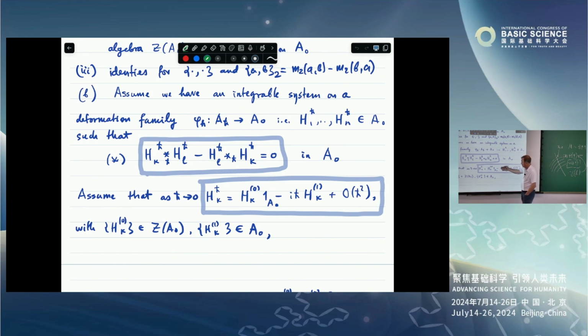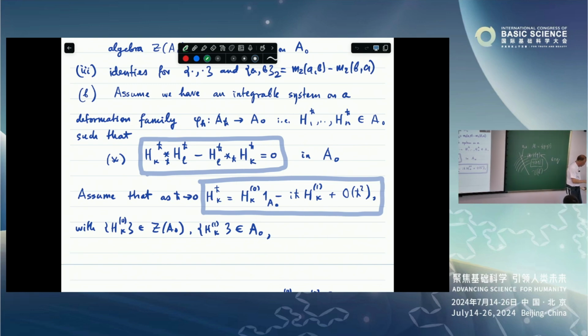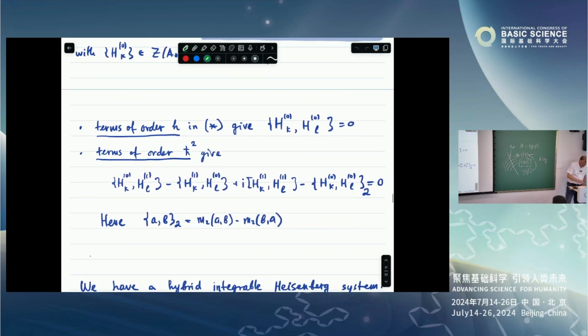So let's see what this commutator gives in the limit when h goes to 0. The first order term is well known. It gives the Poisson commutativity of the classical parts of the Hamiltonians. And if you look at the terms of h squared, you will have this identity. Actually, you can recognize this identity from the previous discussion. This is exactly the compatibility condition that we had before. Here the bracket is the skew-symmetric part of M2.